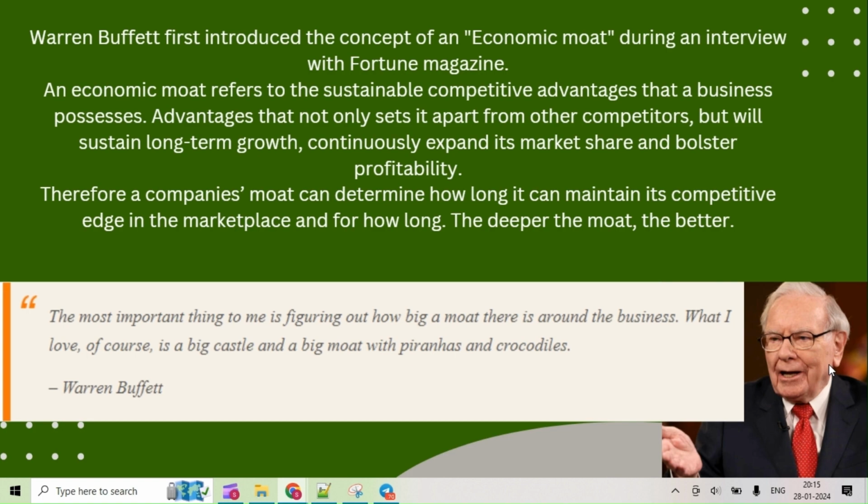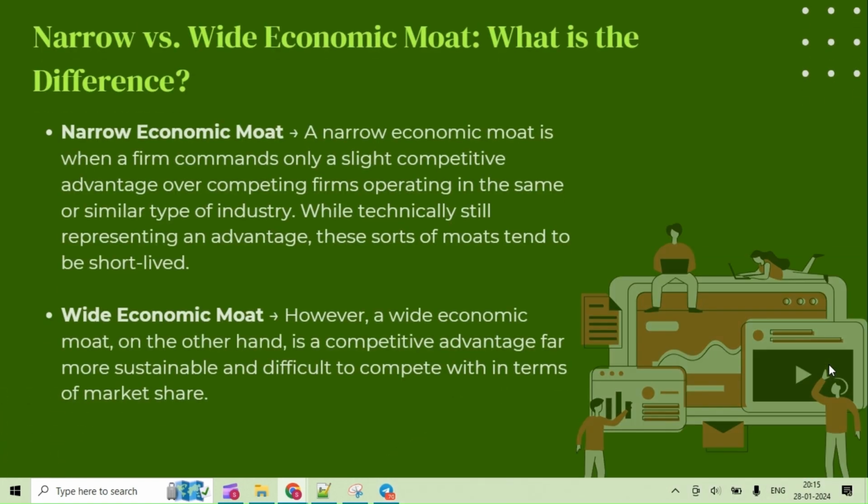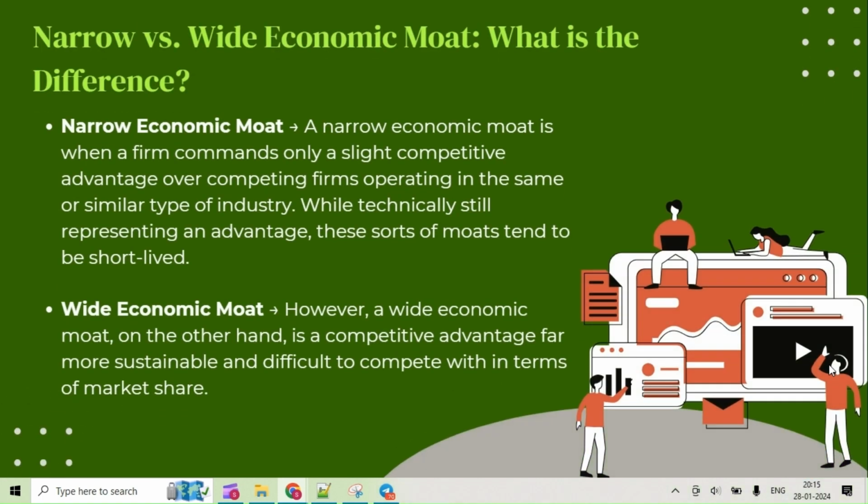So next we will see the difference between narrow and wide economic moat, right? A narrow economic moat is when a firm commands only a slight competitive advantage over competing firms operating in the same or similar type of industry. While technically still representing an advantage, these sorts of moats tend to be short-lived, right?